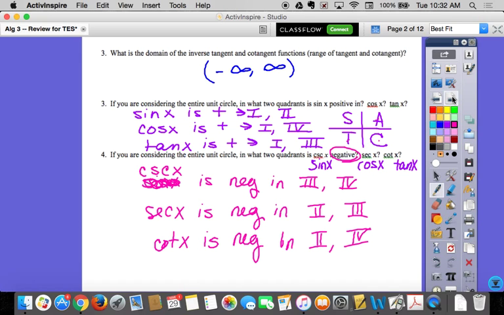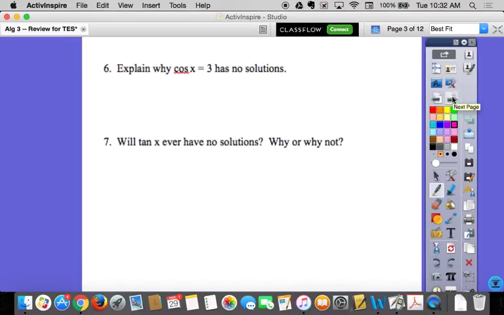There we go. All right, and then we've got 2 more questions. Explain why cosine x equals 3 has no solutions. If you remember that very first question I asked you, what's the domain of the inverse functions of sine and cosine? And we said from -1 to 1.